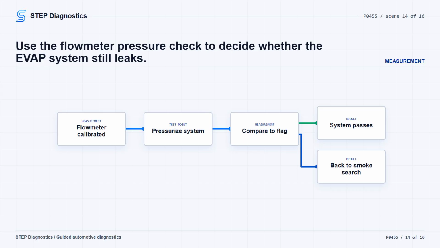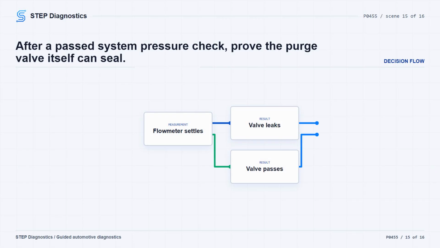If the measurement is below the indicator flag, the EVAP system passes the pressure test. If it is above the indicator flag, the system still has an unacceptable leak, so go back to the smoke leak search instead of guessing. For P0455, if the EVAP system passes this pressure test, continue to the purge valve leak check. With P0455, a passed system pressure test is not the end of the path.